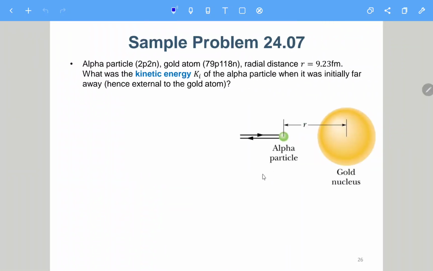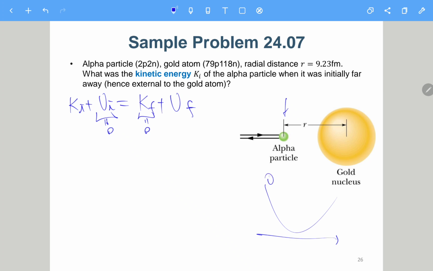So as I mentioned, we can use conservation of energy: Ki plus Ui equals Kf plus Uf. Here we already know that Ui is zero, and Kf is also zero, as I mentioned. It just stops here and then goes back. It's like rolling a ball, but the other way around. If you have potential energy and you roll down, it has maximum kinetic energy and then goes back. For this case, initially it has kinetic energy, transfers it all to potential energy, and then goes back.